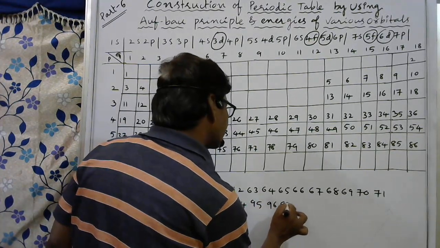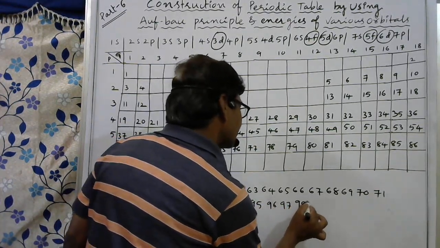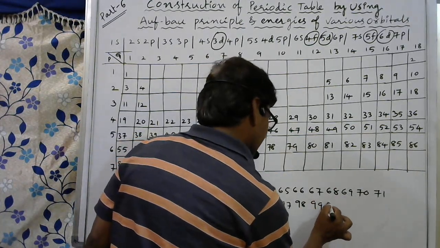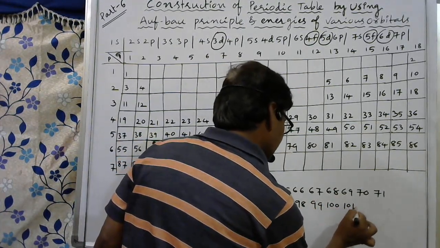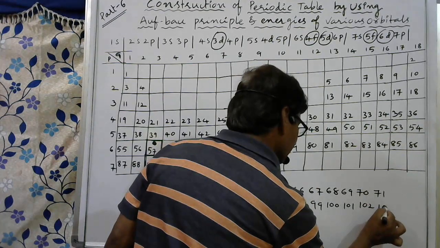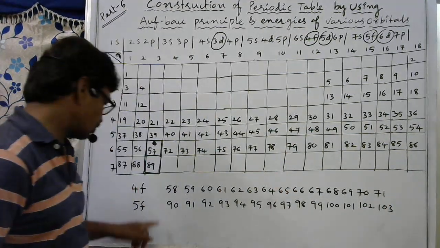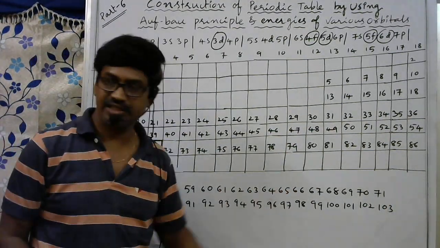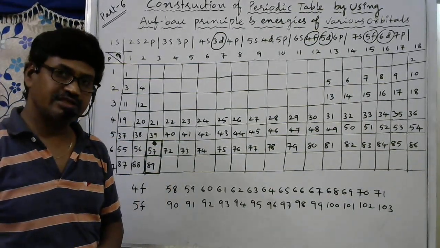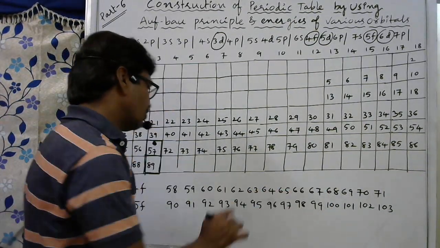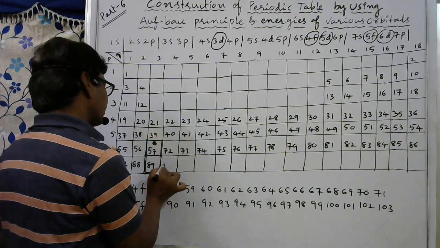96, then 97, 98, 99, 100, here 101, 102, then 103. These are the atomic numbers. Here also, if you count from 90 to 103, it will be 14. So after these 14 elements, the 104th element again enters here, 104.